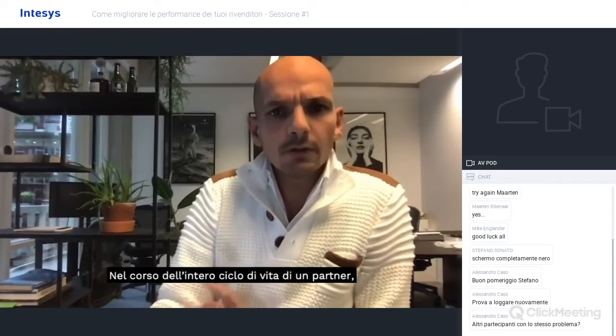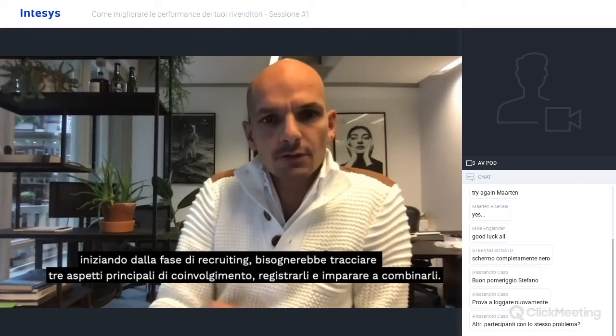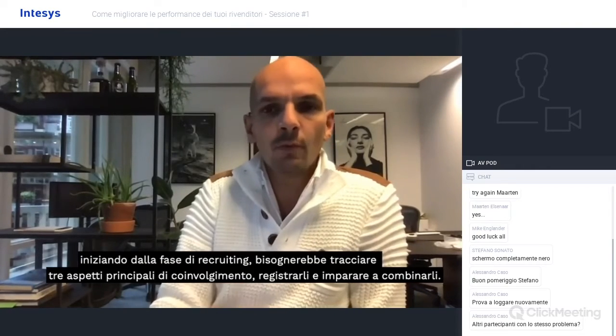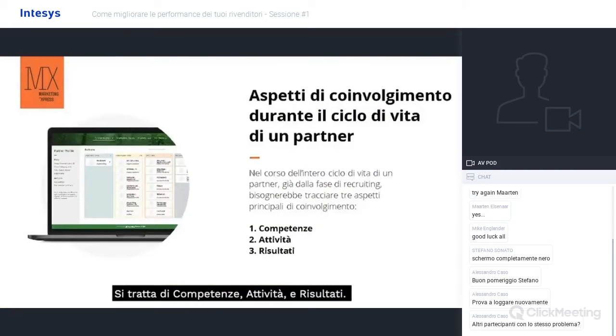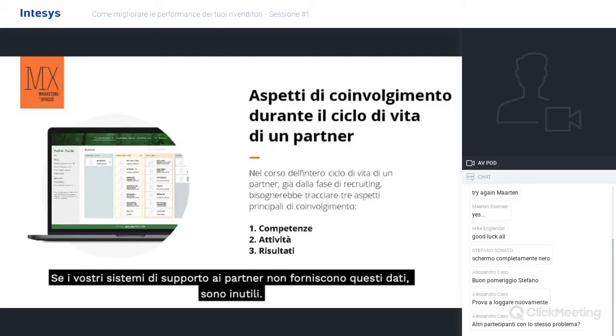Throughout the whole partner lifecycle, starting in the recruitment phase, 3 major aspects of engagement should be tracked, logged, and learned how to combine. And these are capabilities, activities, and results. If your current partner support systems do not provide these data, they are useless.